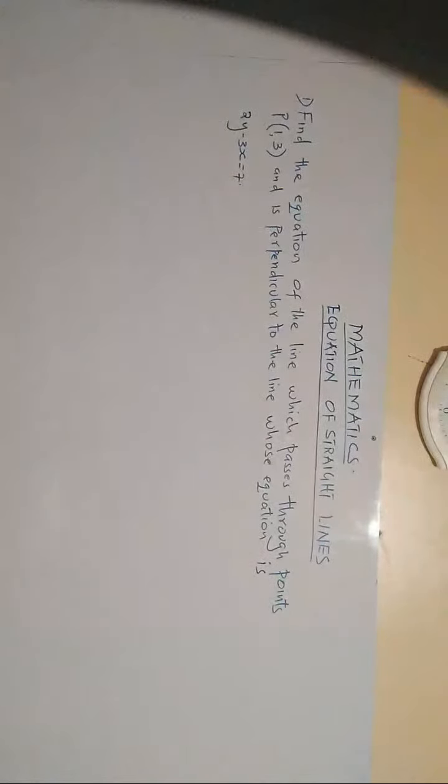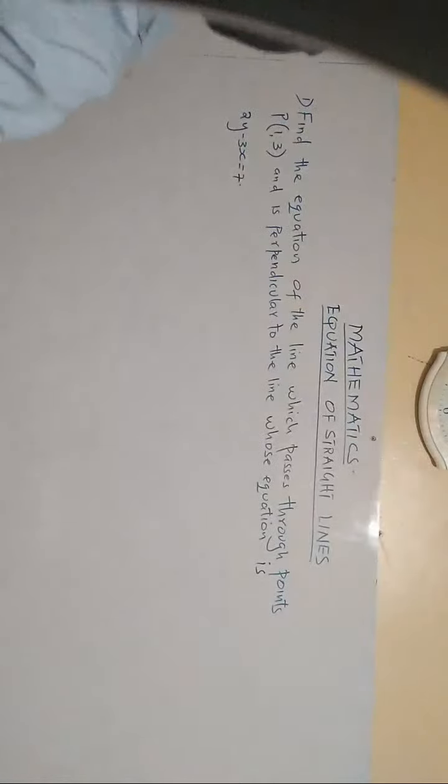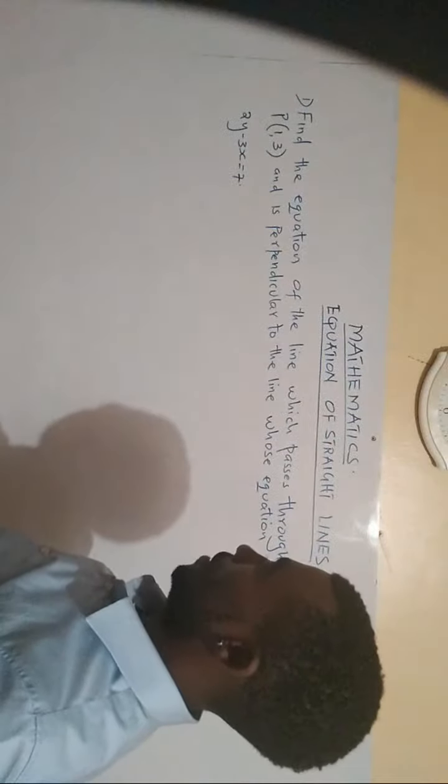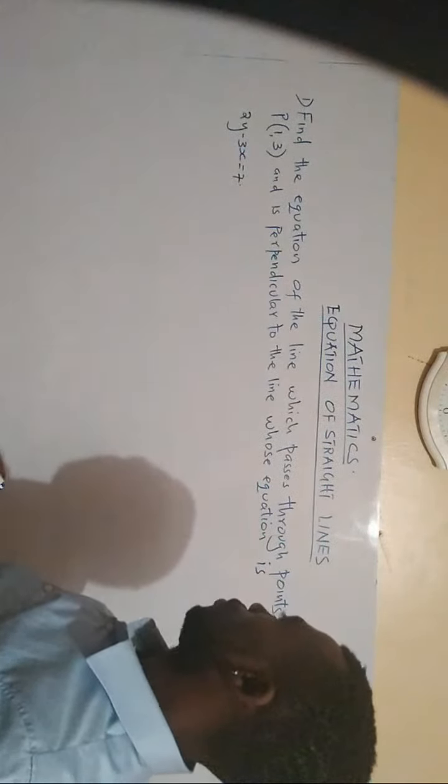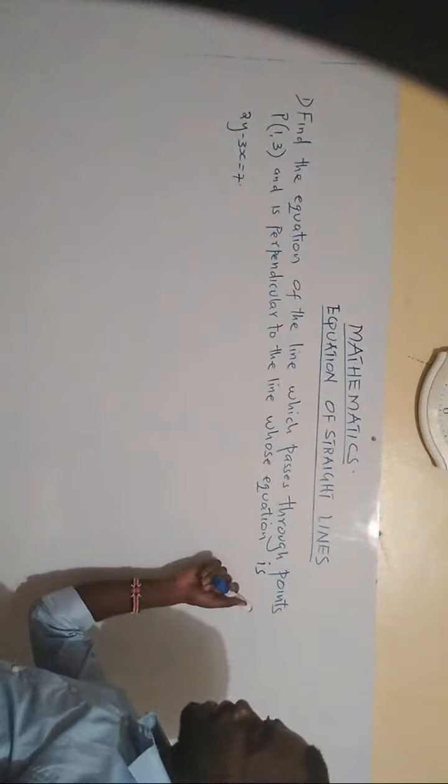Well, equation of straight lines, mathematics. Find the equation of the line which passes through the point P. The point P is at (1, 3) and is perpendicular to the line whose equation is 2y - 3x = 7. So we want the equation of the line which passes through the point and is perpendicular.